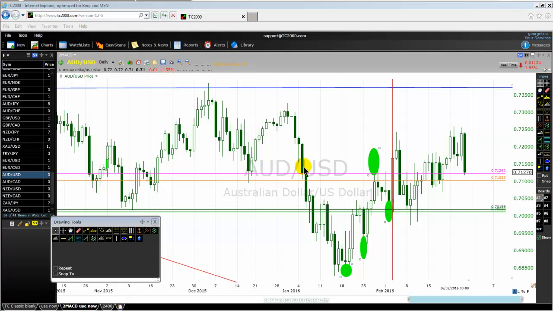In fact, the first long-term equilibrium price level is dividing the market, the price action, into two zones, the bullish zone above and the bearish trading zone below it. All right?